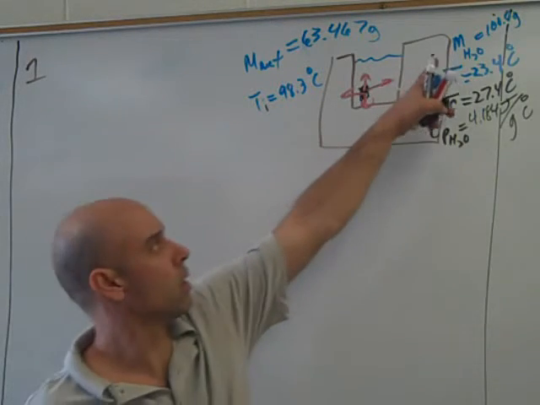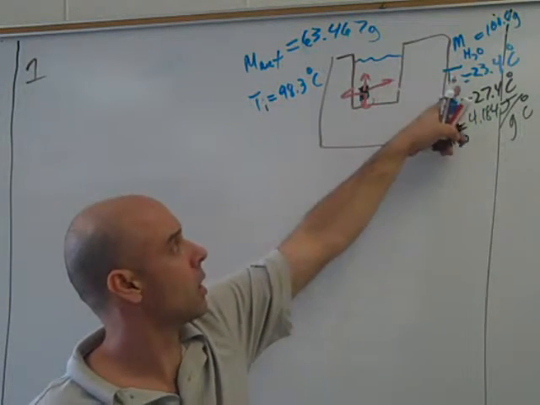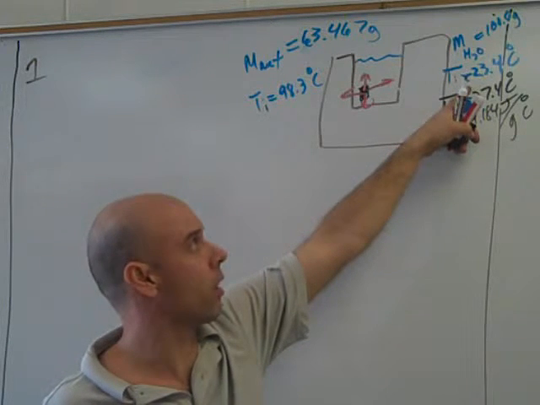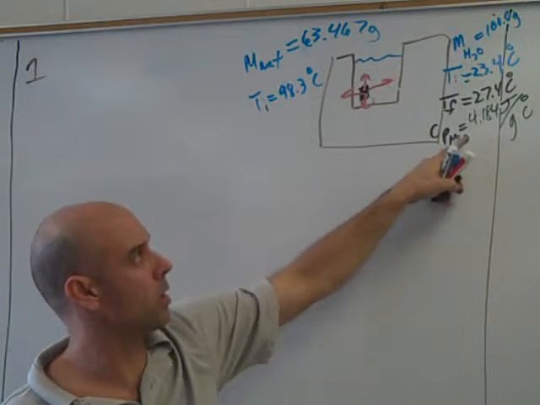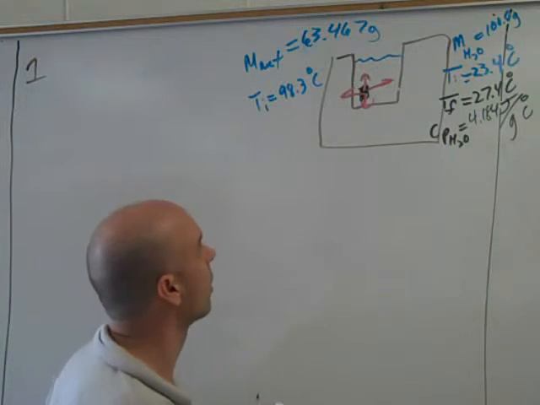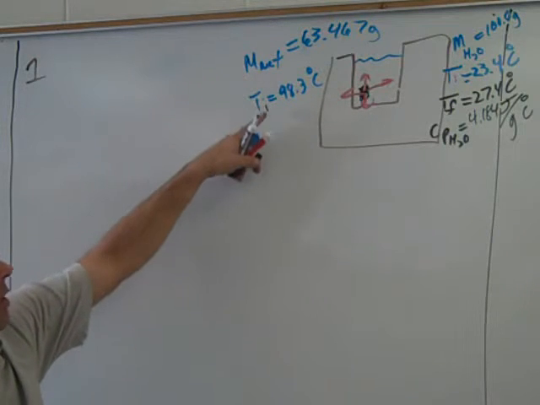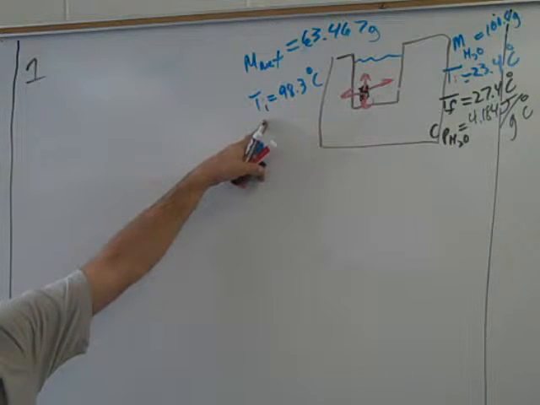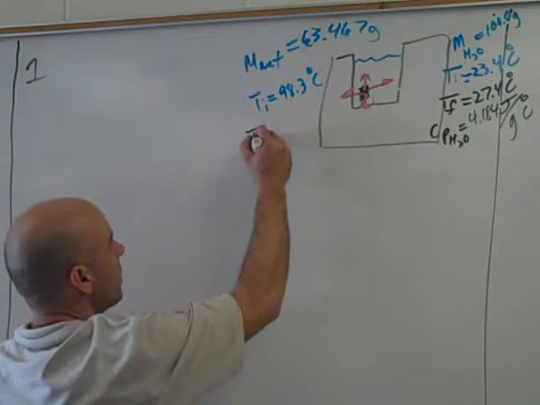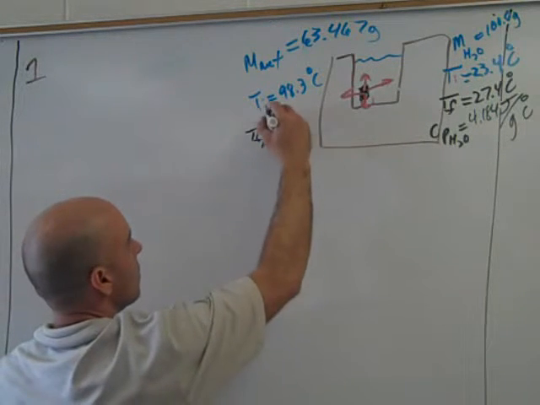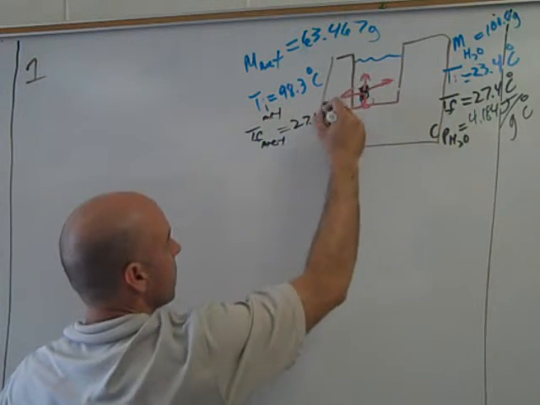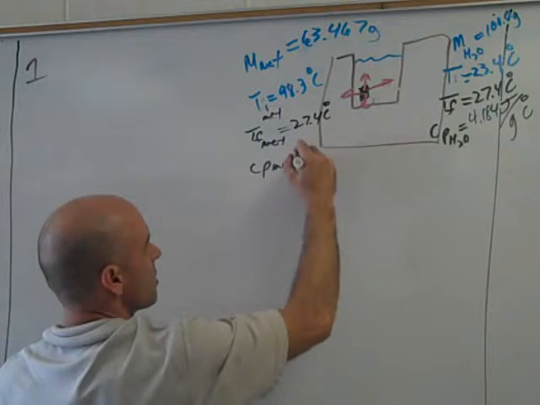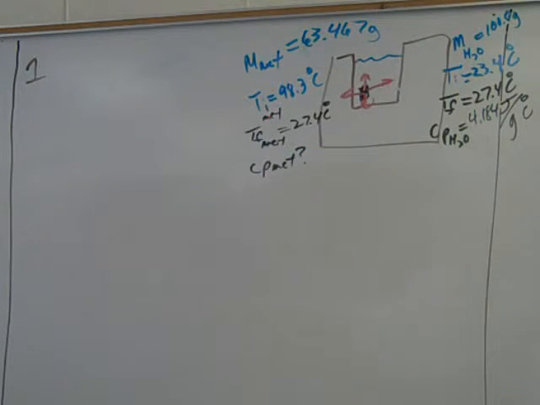So once again, the mass of the water is 100 grams because we measured out 100 mils. We have our initial temperature of the water, the final temperature of the water, and the specific heat of the water. The mass of the metal you got on the balance, the initial temperature was near boiling, and the final temperature of the metal should be the same final temperature as the water. What we don't know is the specific heat of the metal. That's what we're trying to find in this lab.